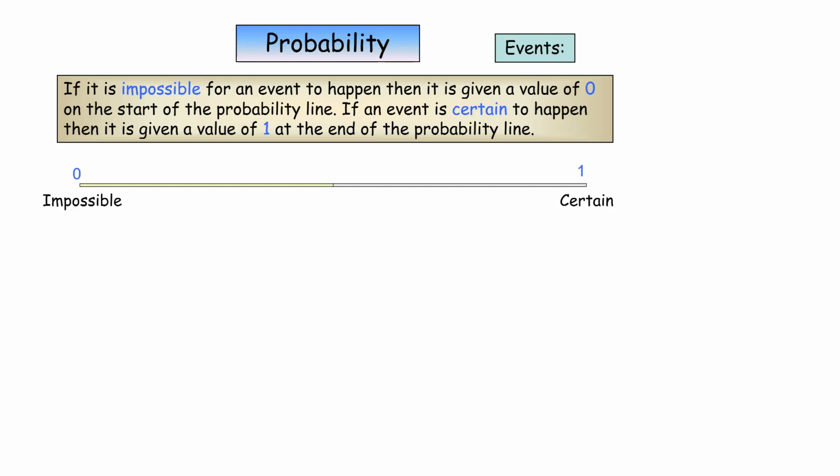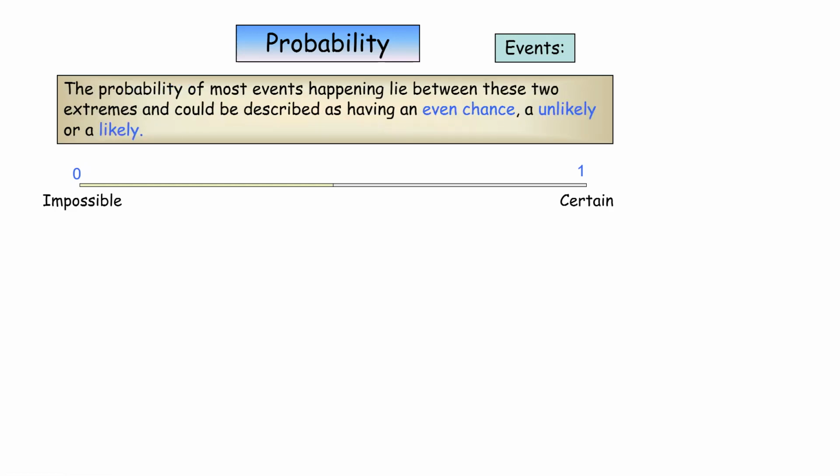Now, I'm sure you can remember the language of probability we use between impossible and certain. And the words we use are even, or evens, even chance, unlikely, and likely. So halfway between impossible and certain, there's an even chance, 50-50 chance, 50% or 0.5 if we're using the probability scale from 0 to 1. Between impossible and even, we're unlikely to occur, and so by definition, between even and certain, it's likely to occur.